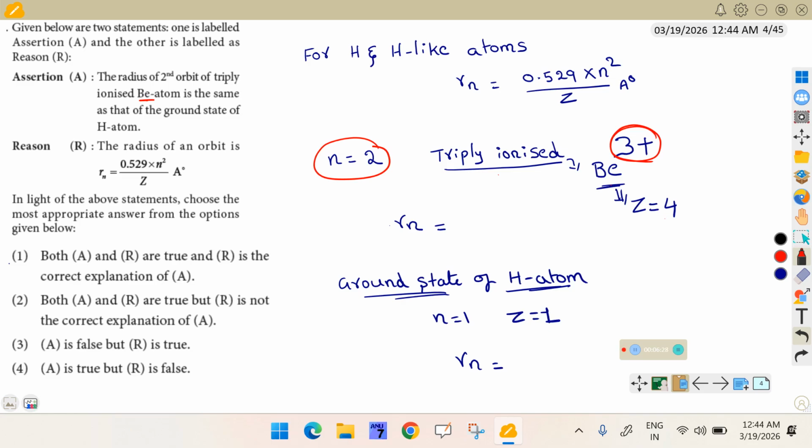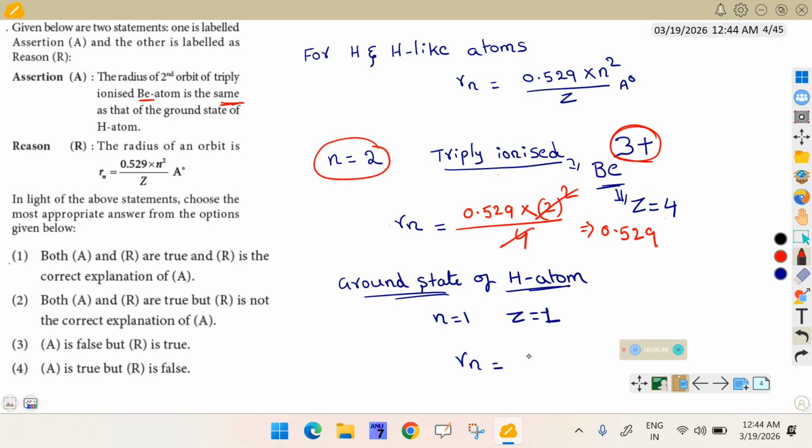Now calculate the radius of the nth orbit. 0.529 into n value 2 square by Z value 4. Cancel. The radius of the nth orbit is 0.529, which is the same as that of the ground state of hydrogen atom.